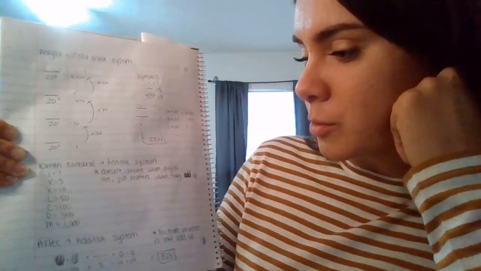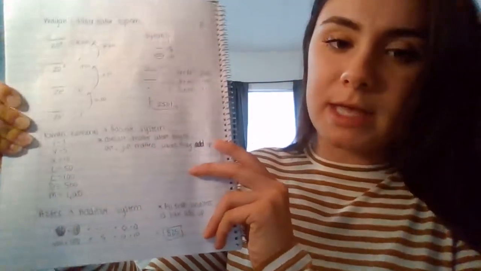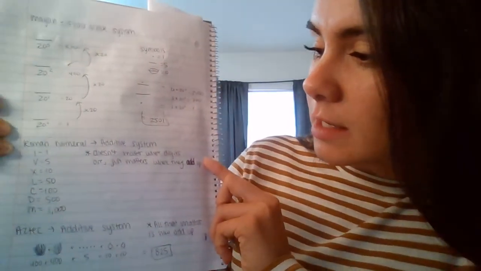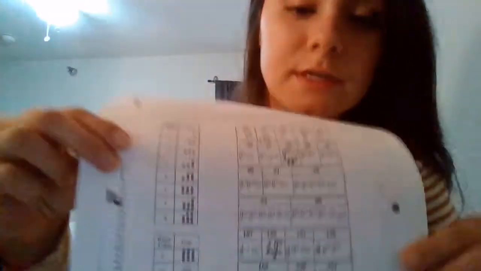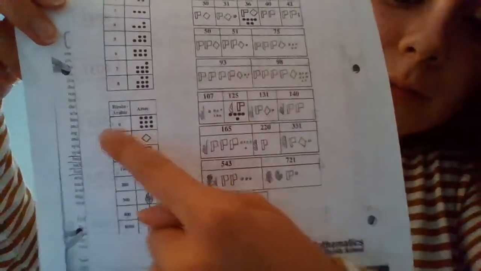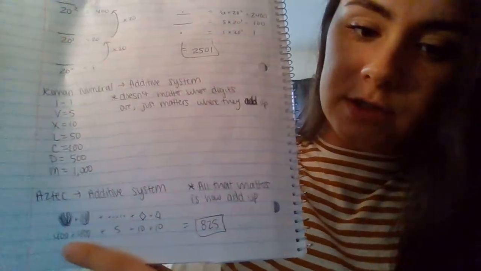And Roman numeral and Aztec, those both represent additive value systems because they just have a list of symbols. And I can pull up the Aztec one. Here's their symbols. So these symbols have corresponding values, and then they're just lined up. Doesn't matter what position they're in as long as you add them all together, and that will get you your sum.